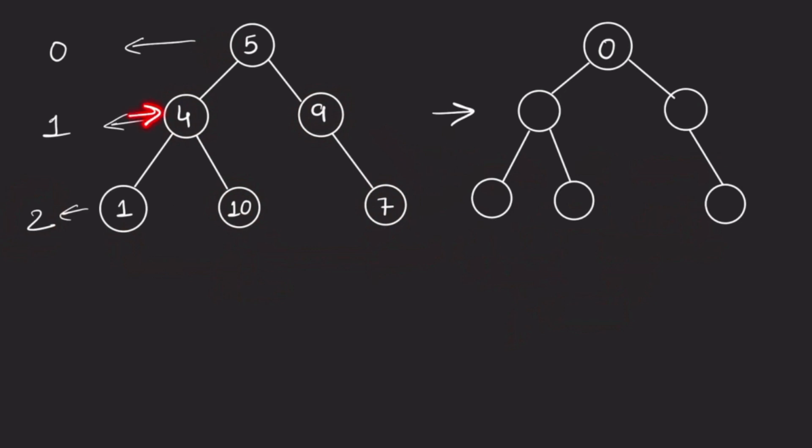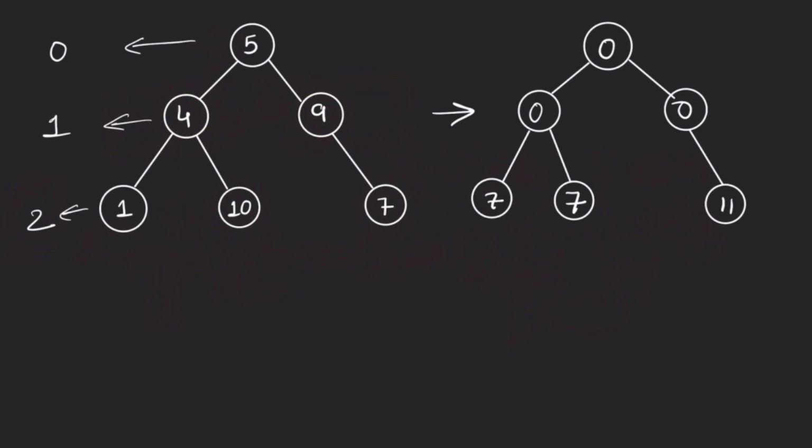Then coming towards 4, at this level there are only two nodes, which are 4 and 9, and they are siblings of each other. We do not have any cousin, so for these two also the value will be 0. Then coming towards this node 1, what are its cousins? Only 7, so 1 will be replaced with 7. For this 10 also, the only cousin is 7, so this 10 will also be replaced with 7. Now for this 7, 1 and 10 are both cousins. What is their sum? That is 11. So 7 will be replaced with 11. This is what we need to achieve.